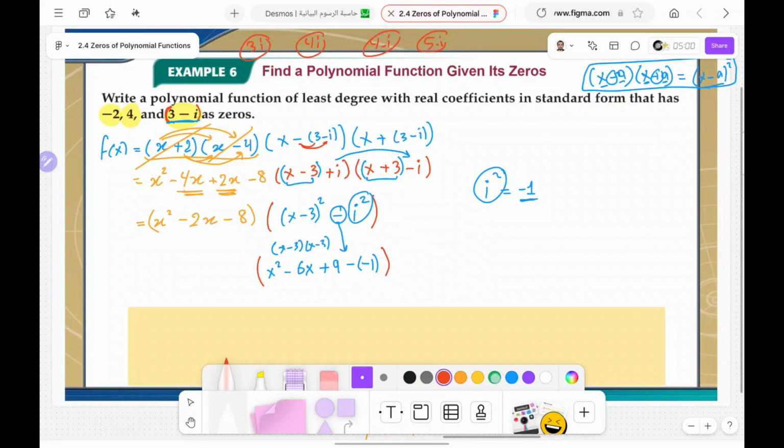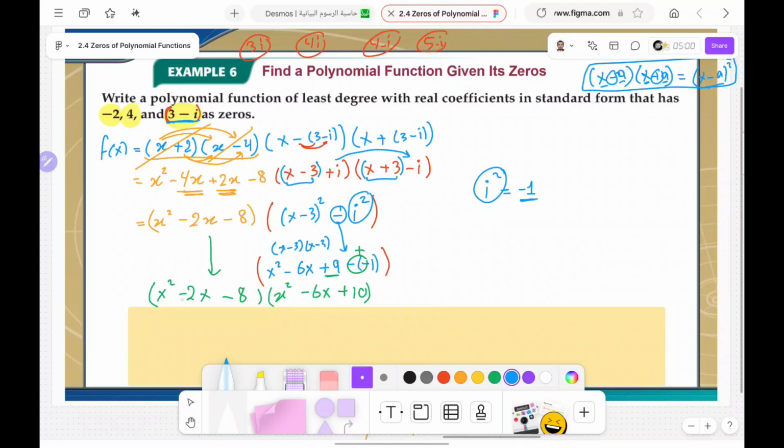Now we can just add the like terms, so it should equal x squared minus 6x. Nine, negative with negative becomes positive, so 9 plus 1 is equal to positive 10. Don't forget to take this one down, so it equals x squared minus 2x minus 8. Now we distribute this property for this one.